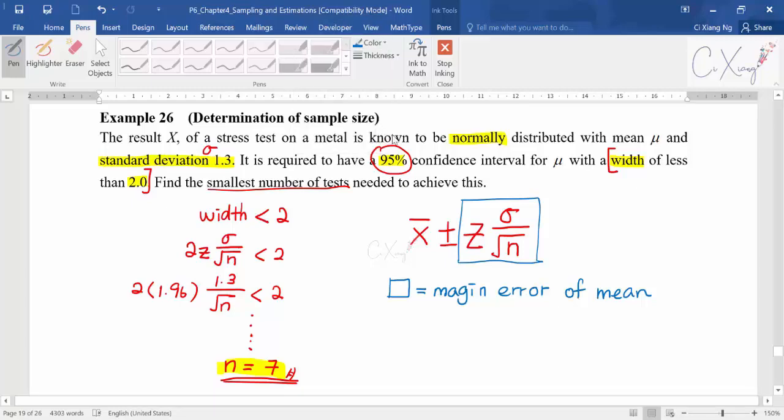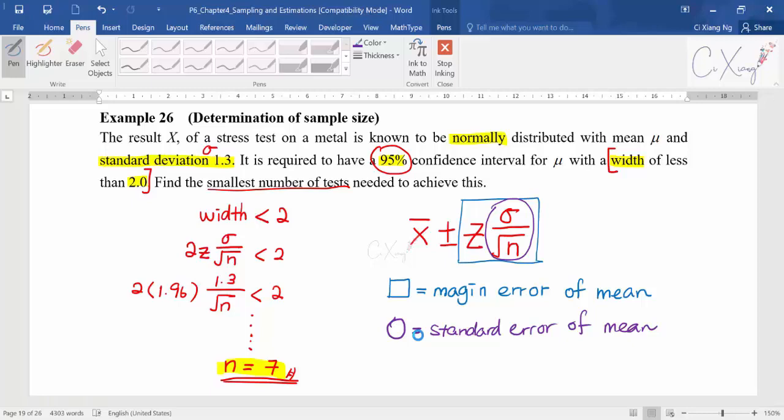And then another one, they will also maybe ask you to find the standard error of mean. If they are talking about standard error, that means this is the only part that you need to involve in calculation: sigma over square root n. Okay, so this is something extra. If in the future you see all these words, at least you roughly know what it is about. Alright, so that's all for this video.